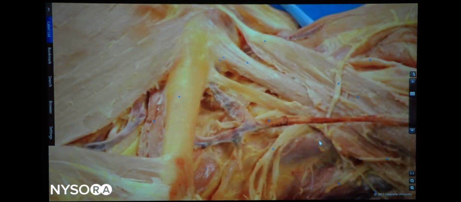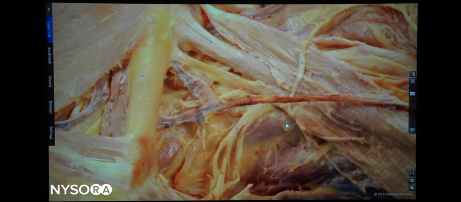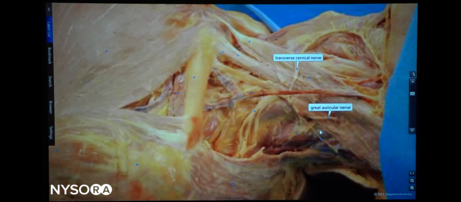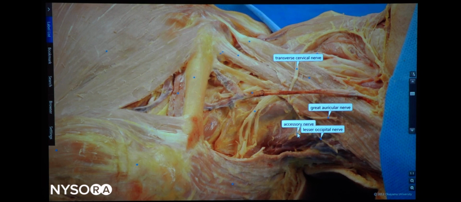The cervical plexus provides branches for innervation of the lateral and anterior aspect of the neck, and there are several branches that we should briefly discuss. This is the transverse cervical nerve. That is the great auricular nerve. We zoom out a little bit here, and now we get to the lesser occipital nerve and the accessory nerve.